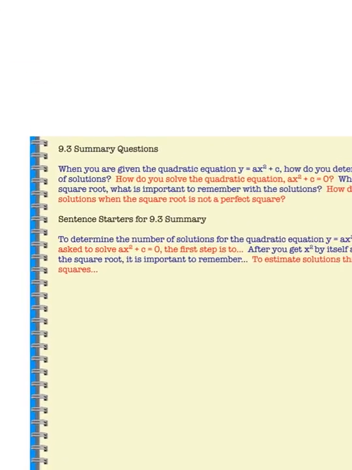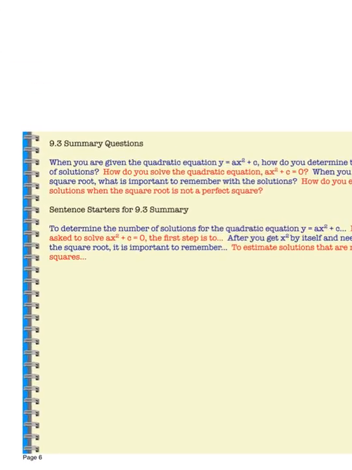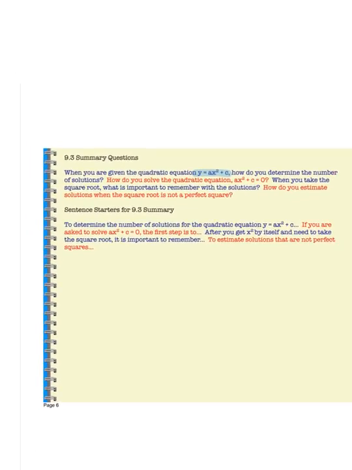Some summary questions for you. When you are given the quadratic equation y equals ax squared plus c, meaning there is no b term, there's no middle term, how do you determine the number of solutions? Well, in this case, we can solve it the same way we would any variable, and the goal is to get x squared equals a number, so that then we have x equals the positive or negative square root of that number. If that number is positive, then x has 2 solutions. If that number is 0, x has 1 solution, it is 0. And if it's negative, there are no real solutions.